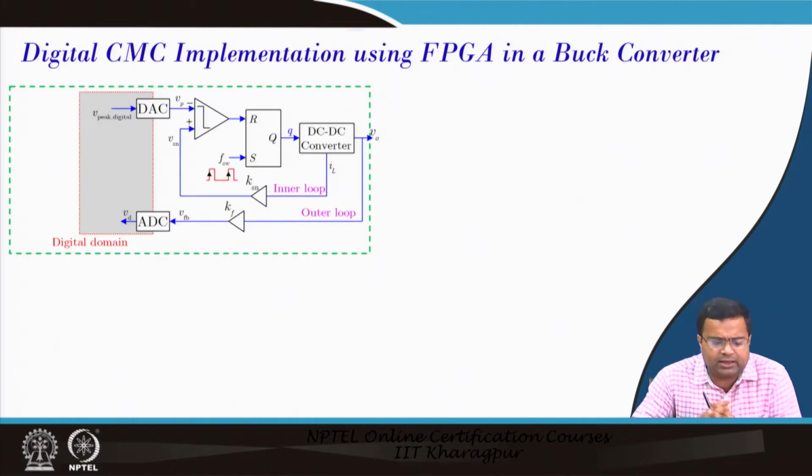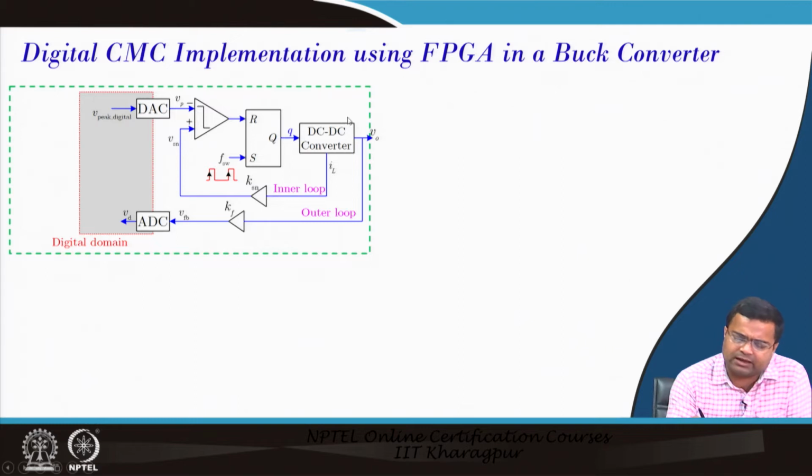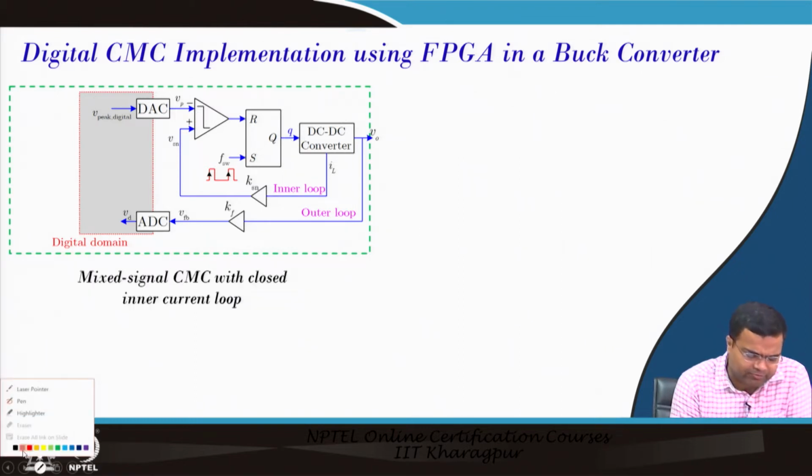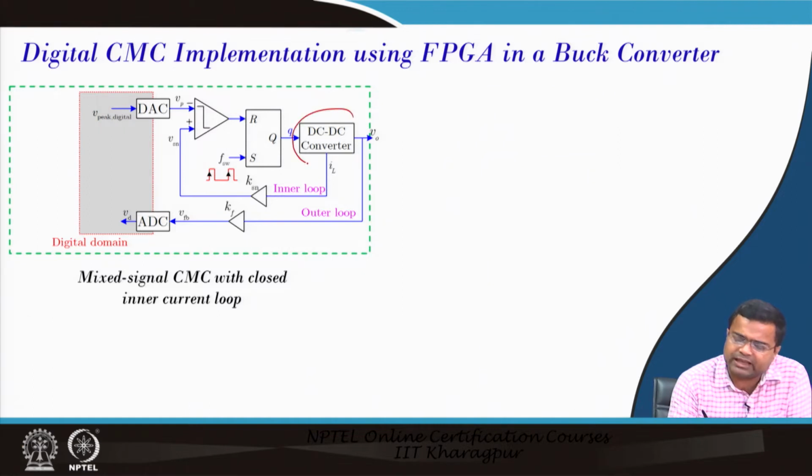If you recall lecture number 15, where we talked about mixed signal current mode control, in this case we are talking about a DC-DC converter, and particularly we are using a buck converter. Any DC-DC converter can be used. We are using the inductor current, and we are using a sensor; definitely there will be a sensing gain, and this will convert into a sense voltage.